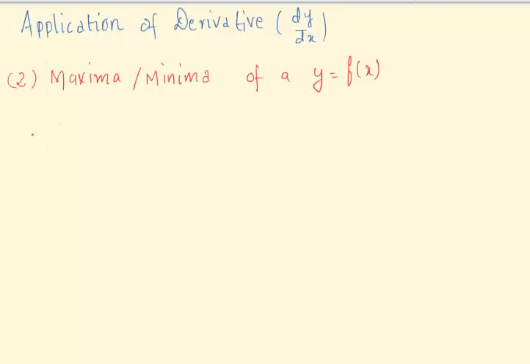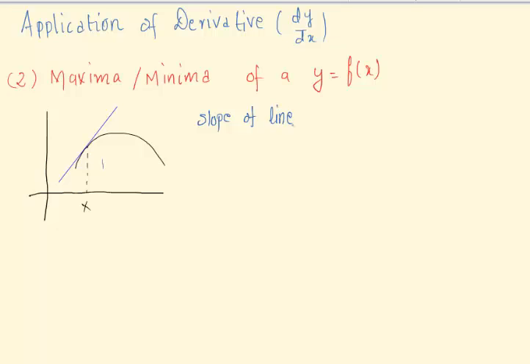Before that, I wish to remind you of some of the findings that we had: given a curve y equal to f(x), the slope of the tangent at any point x is nothing but dy by dx at x.